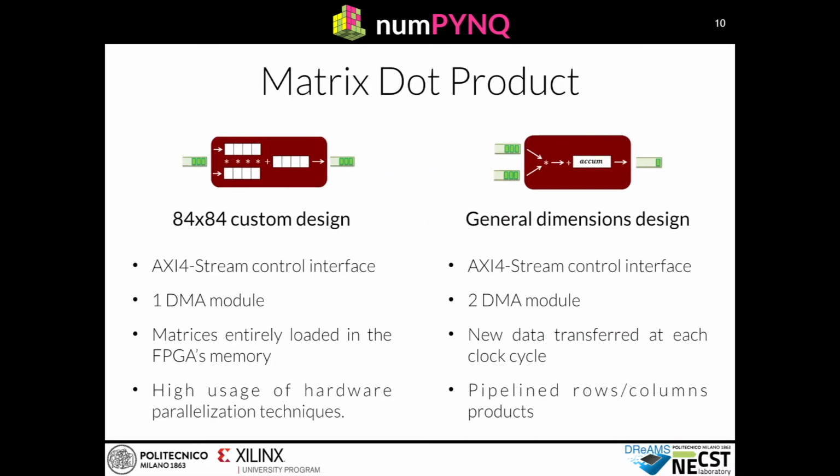Our dot product designs use both the AXI4-Stream and control interface. In particular, the 84x84 design has a single DMA module that transfers the entire matrices to the FPGA's memory, and the implementation exploits several hardware parallelization techniques. While the general dimensions design needs two modules that transfer new data to the FPGA every clock cycle, thanks to a pipeline implementation of the product between the rows and the columns of the matrices.